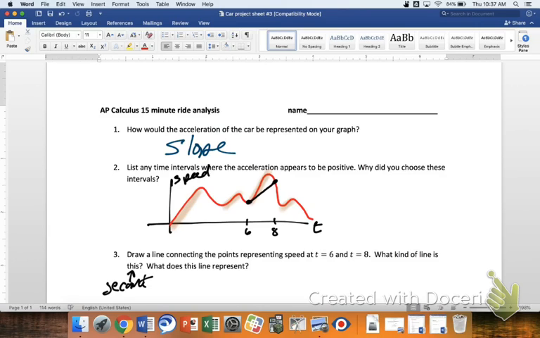Awesome. Okay, so I don't know how that worked out for you. I don't know if you had a positive or a negative average acceleration, or you could have even had a 0 average acceleration for that interval. Mine appears to be positive. Okay, so number 4. You guys okay with number 3? Secant line represents average acceleration.